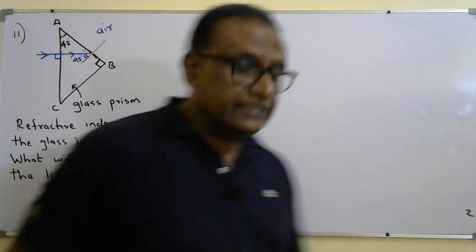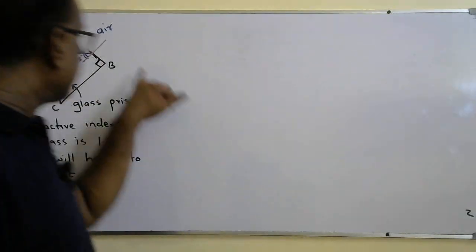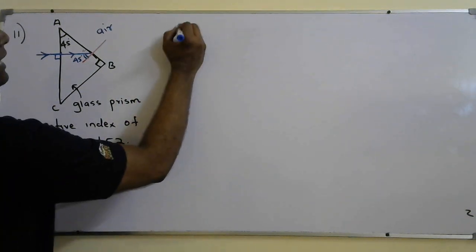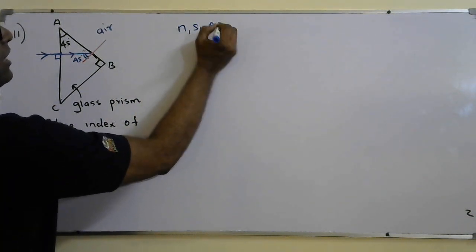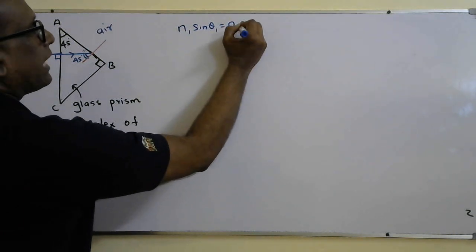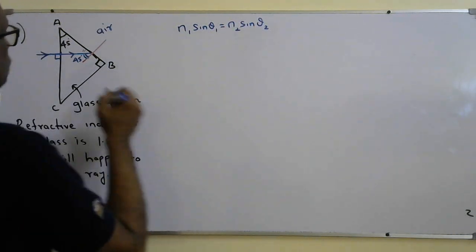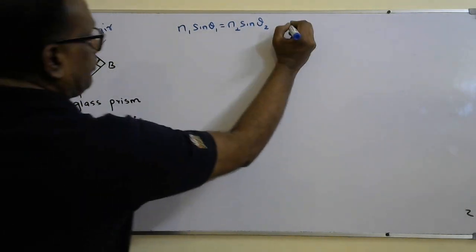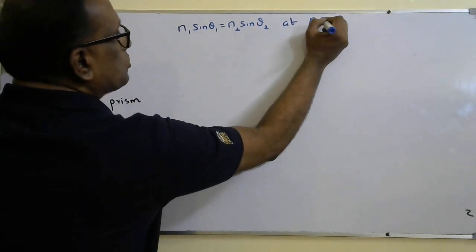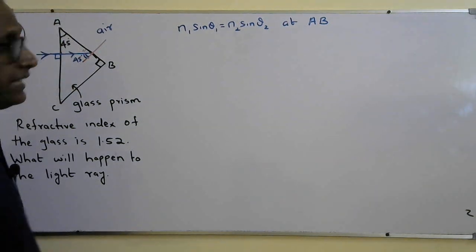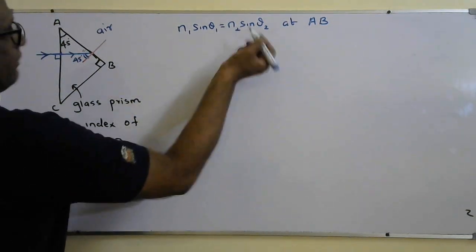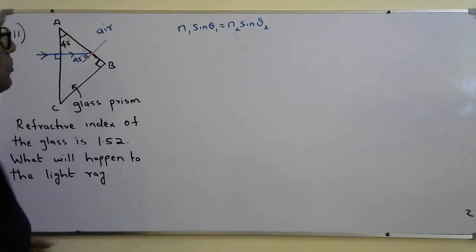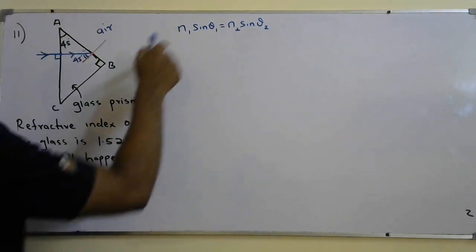So we need to find the critical angle first. The refractive index of the glass is given as 1.52. So we'll use Snell's law, n1 sin theta 1 equals n2 sin theta 2. At the boundary, glass-air at AB, we are going to use this equation to find the critical angle. Critical angle for glass-air, I don't need to say which boundary. So the glass-air boundary has an optically more denser medium and a less denser medium.